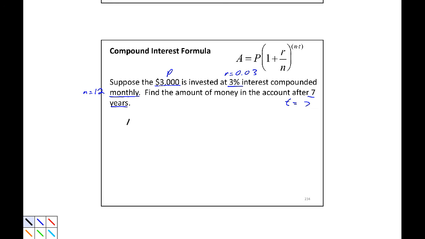So filling this information in, I have A equals P, that's 3,000, parentheses, 1 plus rate 0.03 divided by N, which is 12, close parentheses. And all of that is raised to the 12 times 7, N times T, power.